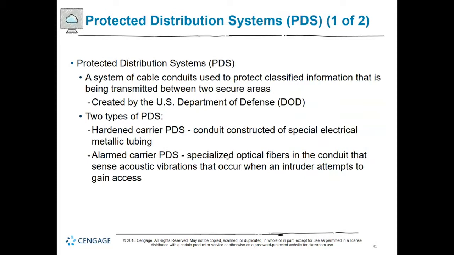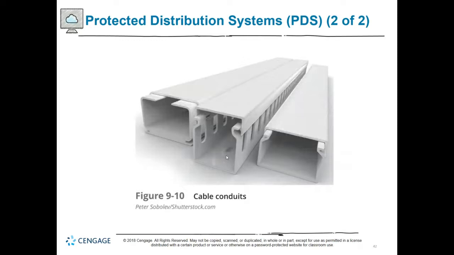Protected distribution systems. All right, in this we have cable conduits used to protect classified information that is being transmitted between two secure areas. This was created by the U.S. Department of Defense. We have two types of PDSs. You have hardened carrier PDSs, which are conduits constructed of special electronic metallic tubing. And you have alarmed carrier PDSs, which have specialized optical fibers in the conduit that sense acoustic vibrations that occur when an intruder attempts to gain access. So we'll look at an example of these here.